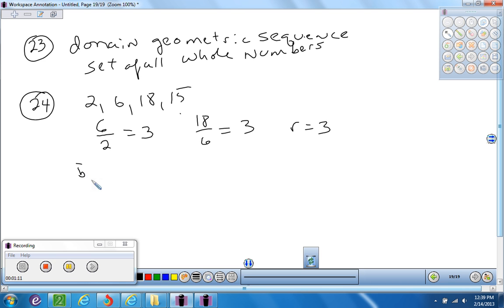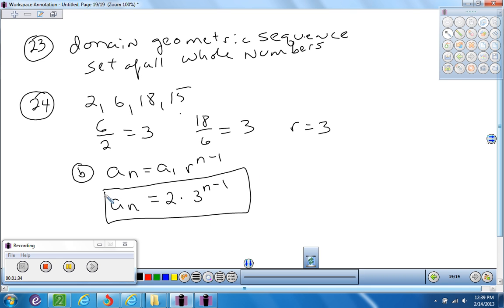Then for part b, we had to come up with the equation, the function. a sub n is equal to a1 times r to the n minus 1 is the general form of the function for a geometric sequence. So what we're going to do is replace a1 with 2, and r is 3, and so that's our function. Which would be a growth function, because we have this exponent, and the base is larger than 1. Well, the absolute value is larger than 1.